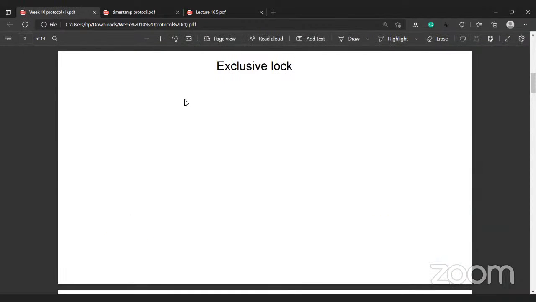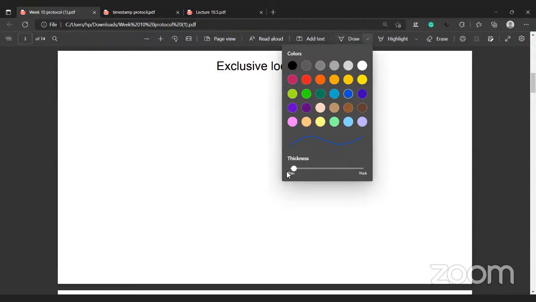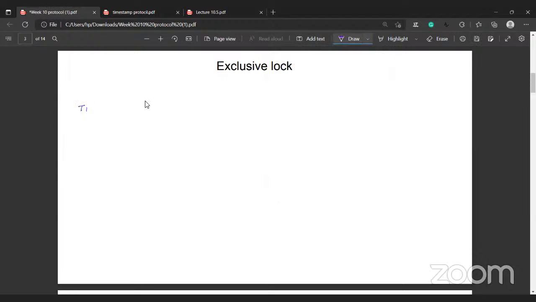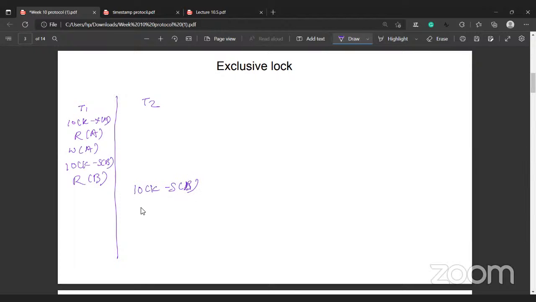Okay, so let there be T1 and T2. Exclusive lock applied, then read A, write A, then shared lock applied, read B. Another shared lock applied, then read B, then unlock B. Here is unlock B and then unlock A. Does this follow 2PL, the two-phase locking protocol?